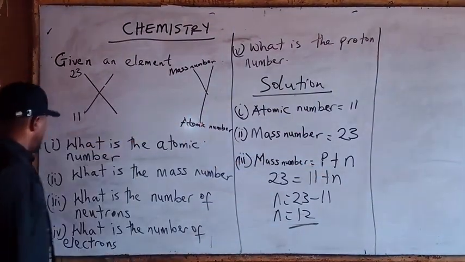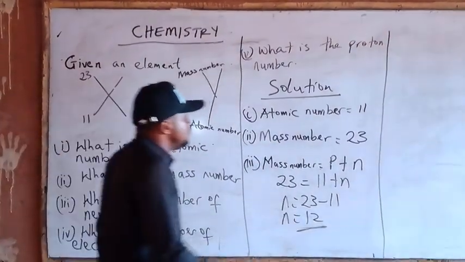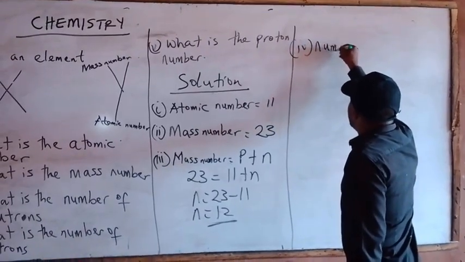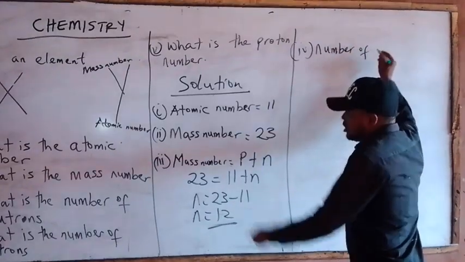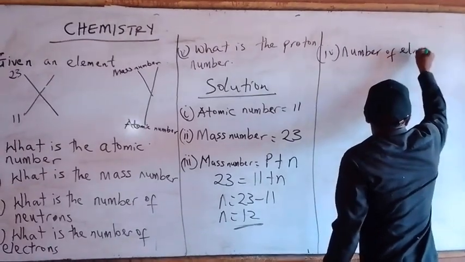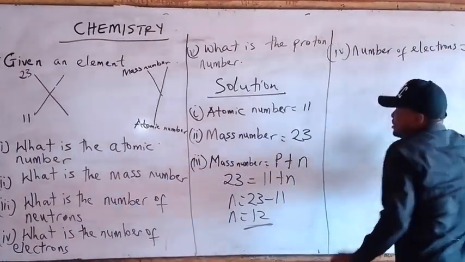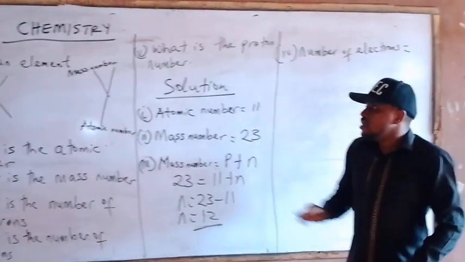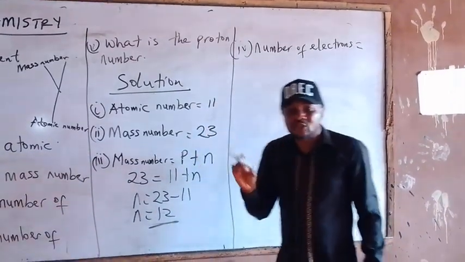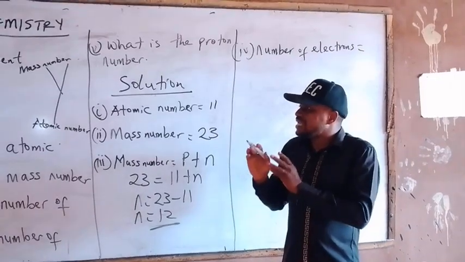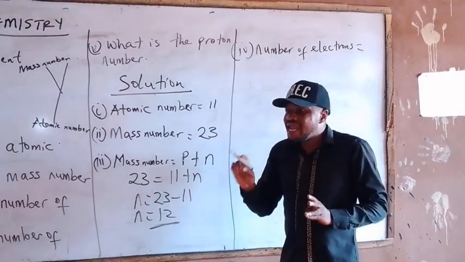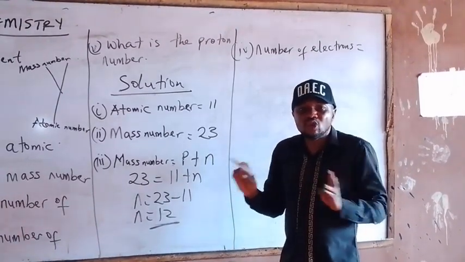Then number 4, what is the number of electrons? Please take notes of what I'm about to tell you. For a neutral element, or neutral atom, is an element that does not have charge. An element that is not ionic, it does not possess charge.